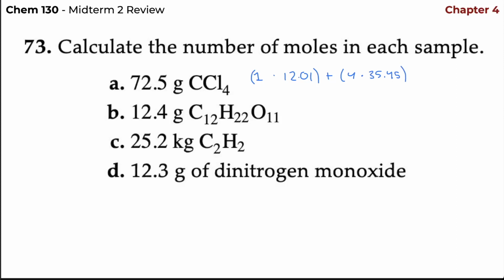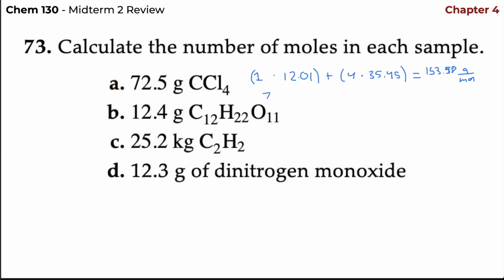Now do this and we get what? 153.48, I believe. No, sorry, 153.58. What is this? This is grams per mole, right? So for every mole, there's this many grams, right? Now, this is what we have. Instead of giving us the moles, it's giving us the grams, right? So we have to flip it.